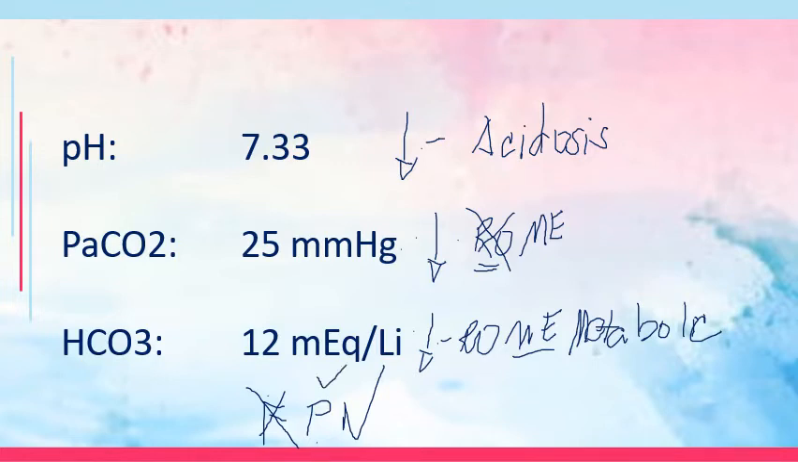Let us just recheck. For us to say that there is no compensation, what should be the case? Since this is a metabolic acidosis problem, it should be the PaCO2 that should be compensating. In this case, we need to check if the PaCO2 is normal. Is PaCO2 normal? It's not. So we are sure that this is not a no compensation, quote-unquote, case. So the full interpretation for this one will be metabolic acidosis with partial compensation. Again, it will be metabolic acidosis with partial compensation.